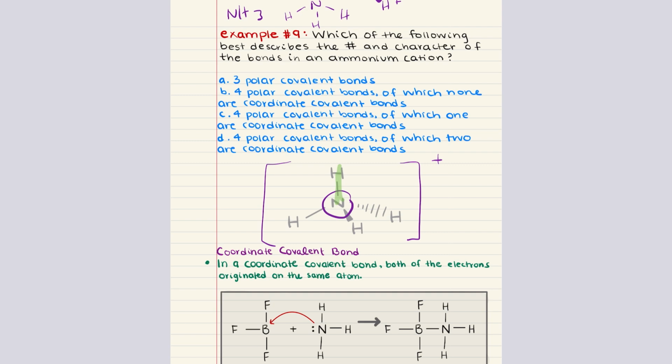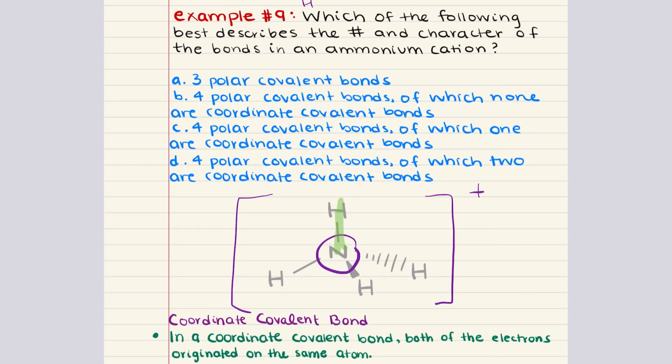So in the ammonium cation, one of those N-H bonds is actually formed when the lone pair of electrons on nitrogen in ammonia donates those electrons to a proton, H+. And so this bond is a coordinate covalent bond. So then with that information, let's consider some of these answer choices.